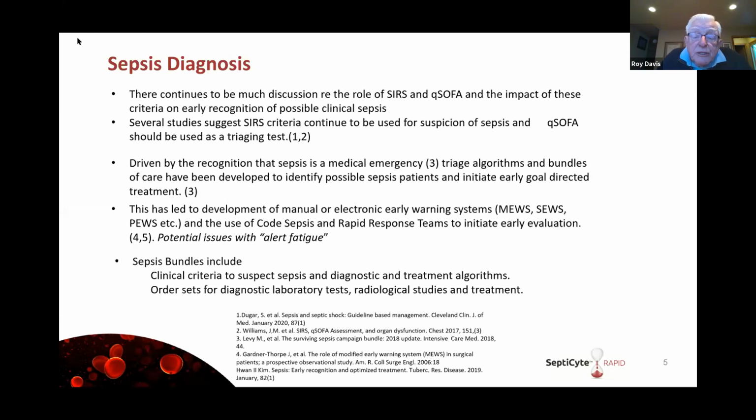Driven by these early warning systems and rapid triage processes, sepsis bundles have been developed that include clinical criteria for suspicion of sepsis and diagnostic and treatment algorithms. Within these sepsis bundles, order sets for diagnostic laboratory tests, radiological studies, and treatment processes have been implemented to move this process forward to address early recognition and process control.